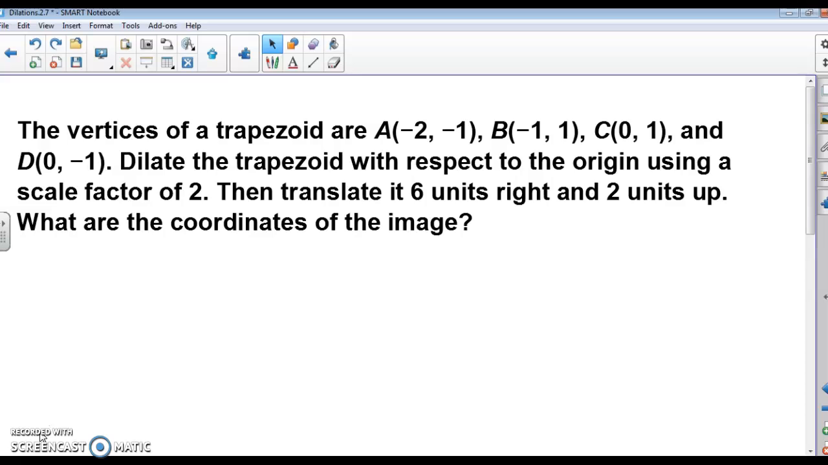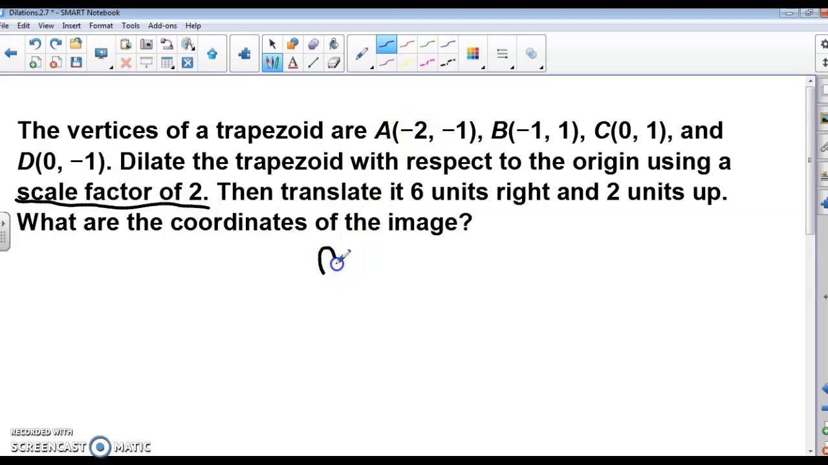So here we go. They give us the vertices of a trapezoid. They tell us to dilate the trapezoid with respect to the origin using a scale factor of 2. I didn't include a graph on this one because I want you to see that you can solve this without graphing it at all. The scale factor is 2. So what does that mean? It means that we're going to multiply every single one of these ordered pairs by 2.